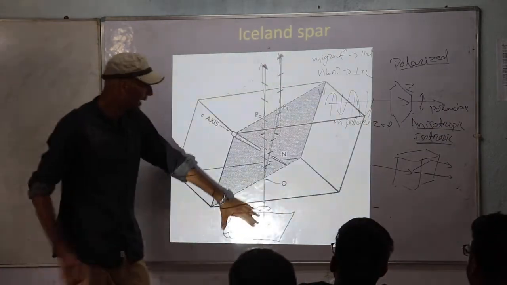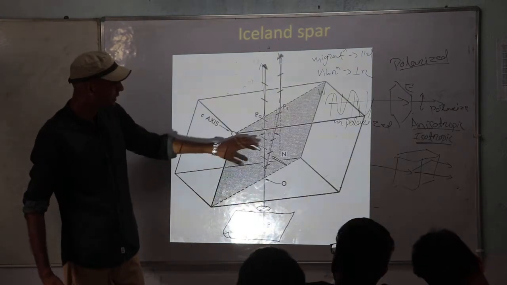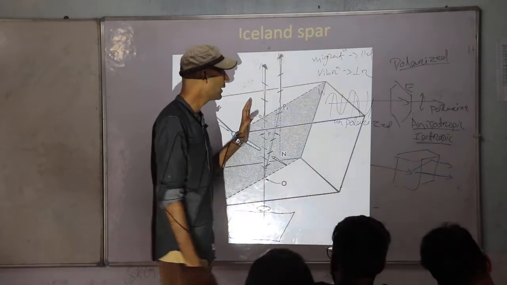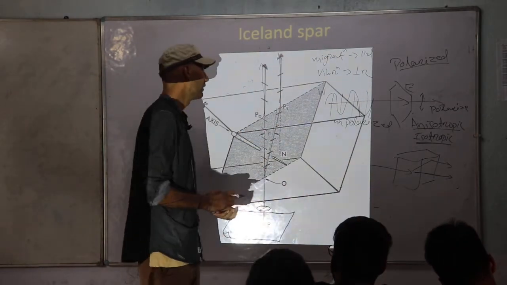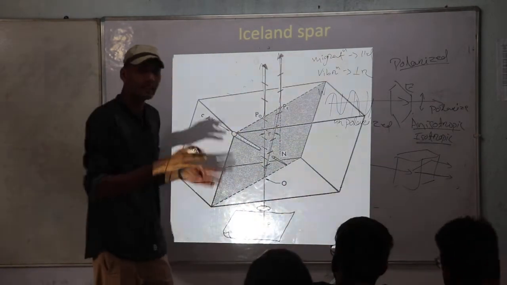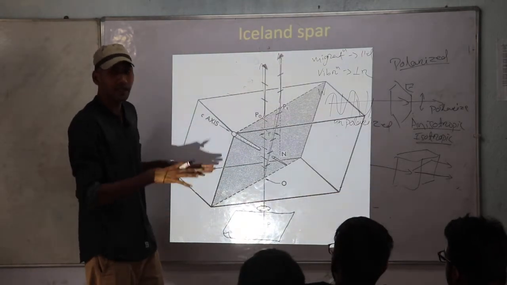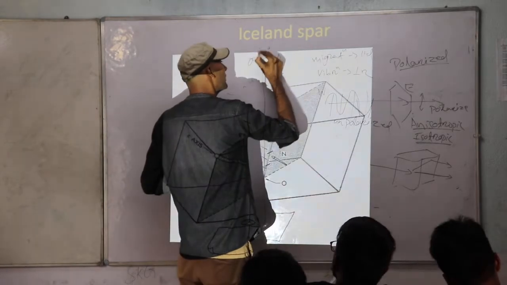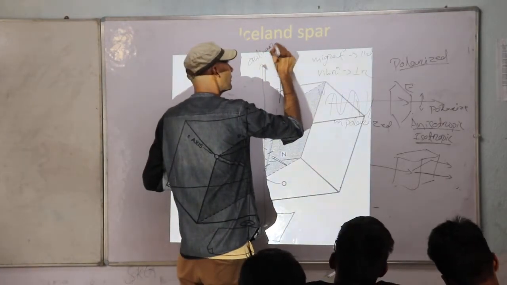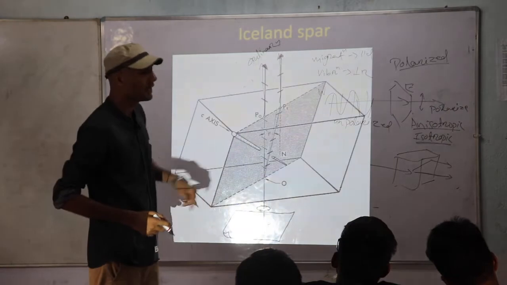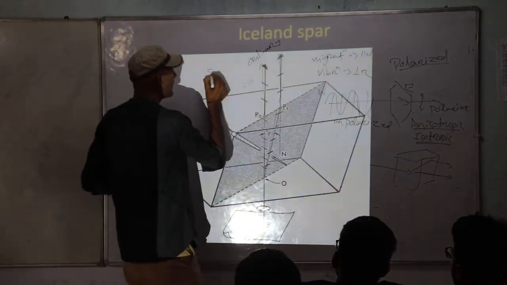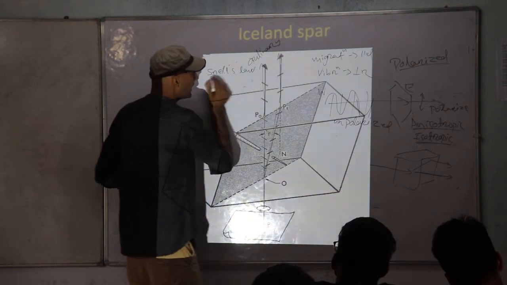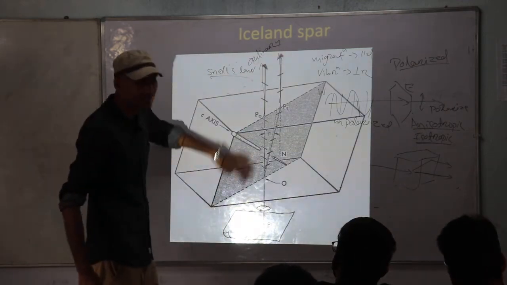So what happens when an unpolarized light ray enters an anisotropic mineral? It splits up into two rays. One is ordinary, one is extraordinary. Ordinary means the ray doesn't have the name of ordinary by itself. It is given the name, or it is given the component. That is the ordinary component. So why is it named as ordinary component? Because it obeys Snell's law, and as I have told, it has continued the same path.